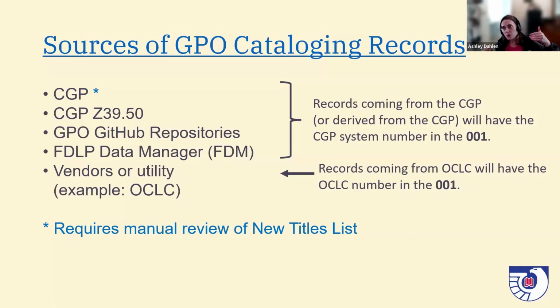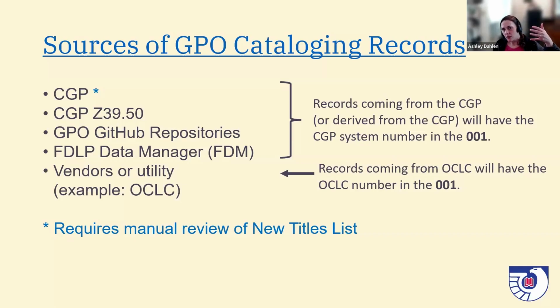You can also get GPO records through vendors or utility, the most obvious being OCLC. But there's a catch, and this is something that surprised me recently, and it only came up because people are starting to rethink their workflow now that MARChive has ended. I kept getting questions from people saying, you've got this wonky number in the 001 field. And I was like, what's the 001 field? And I looked at it, it's the local number. The MARC 001 field is the local system number.